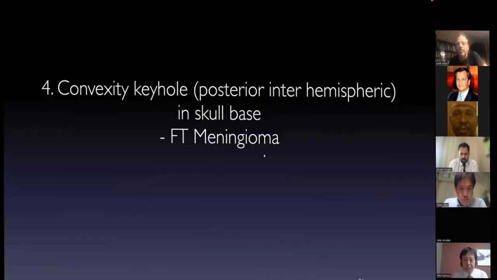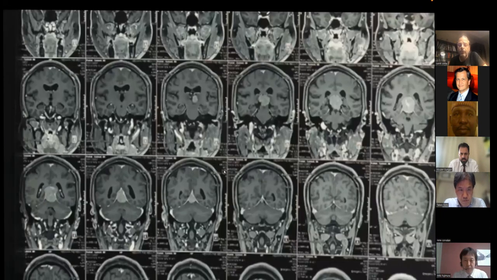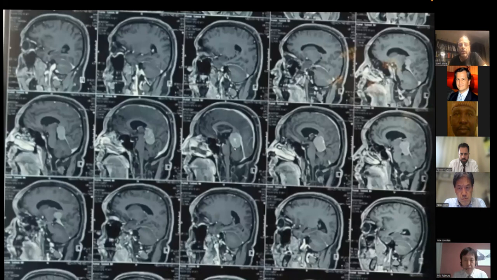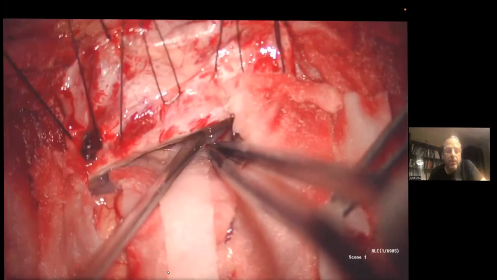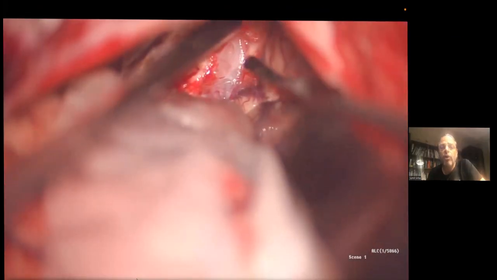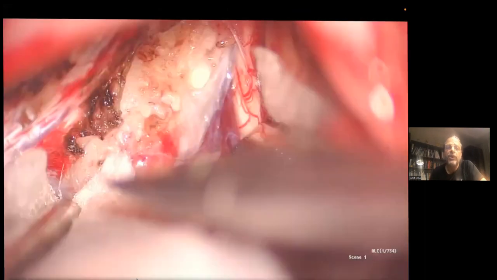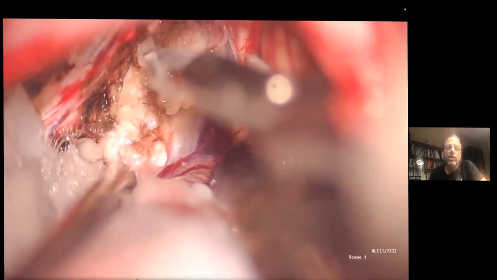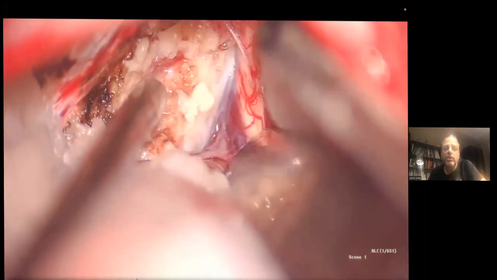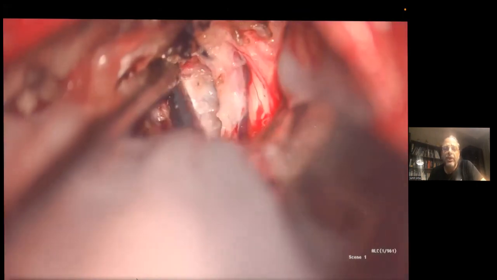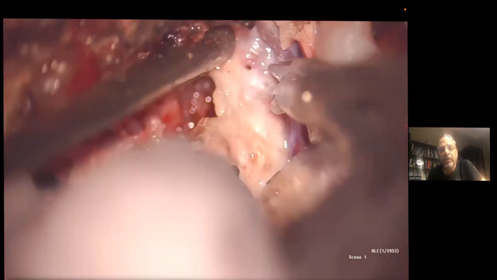Falcotentorial meningiomas, if the craniotomy is properly designed, you can take care of these formidable tumors through the keyhole. It's a 4 centimeter long craniotomy, the Poppen approach, and all the principles are the same as a conventional posterior interhemispheric approach.